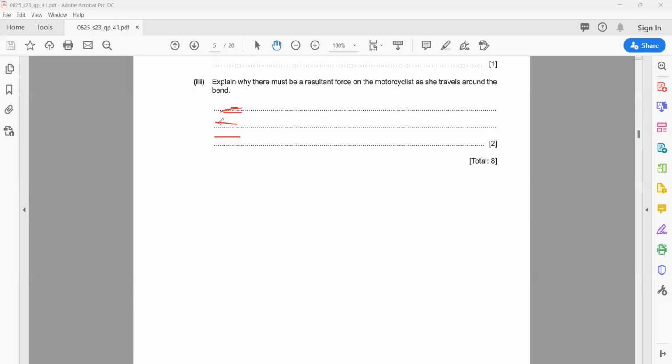First thing you can say: the external force is required because acceleration is produced due to the change in velocity or change in direction. The direction due to the velocity will change, so acceleration is produced, and acceleration is produced only when there is a resultant force. The answer is given there, but it is better that you understand it.